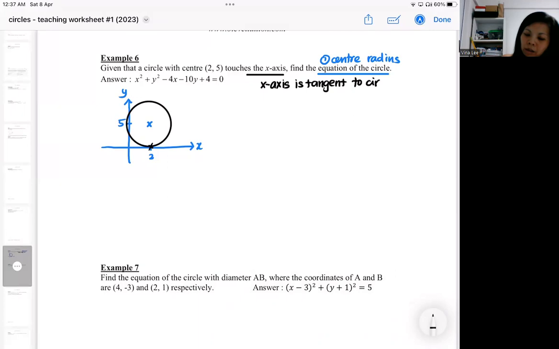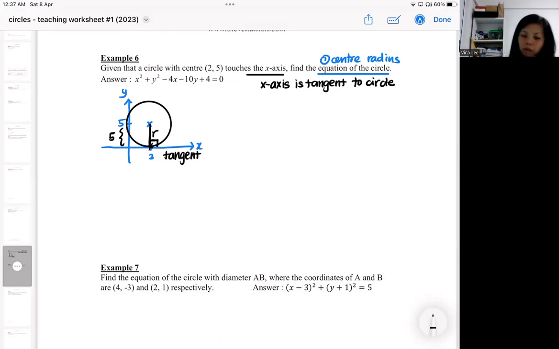If you have already learned the properties of circles, there is a property that the radius is perpendicular to the tangent. So this is the radius, and this radius is perpendicular to the tangent. If you have not learned it yet, then you just have to pick up the property first. The radius is perpendicular to the tangent, and the x-axis is the tangent. Because of this, you can see that it's actually 5 units.